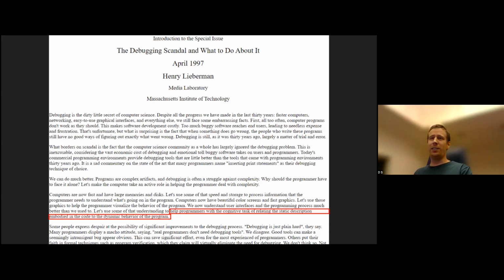All the way back in 1997, Henry Lieberman from MIT was very passionate about this. He wrote an article talking about how we are underestimating the cost of debugging, and how important it is to have better tools that help us map the static description of our code to its dynamic execution behavior, and help us establish mental models about all the complexities happening in the systems that we are building. And that was in 1997.